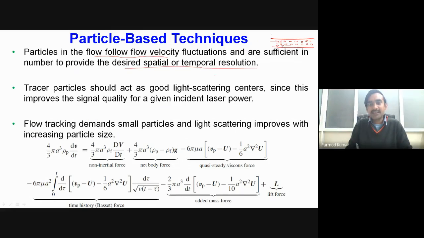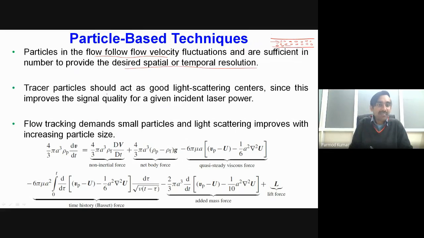Okay, and another advantage of the particle-based techniques is that we consider particles inside our flow field which are of buoyant nature. It means they will be following the flow of the fluid. Because of that, we will not have any intrusion inside the flow field which would distract or change our flow field. So this type of measurement is also termed non-intrusive measurement of the flow field.